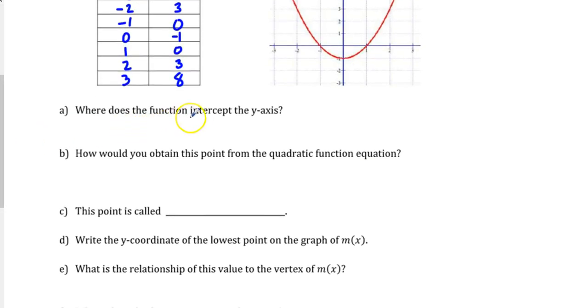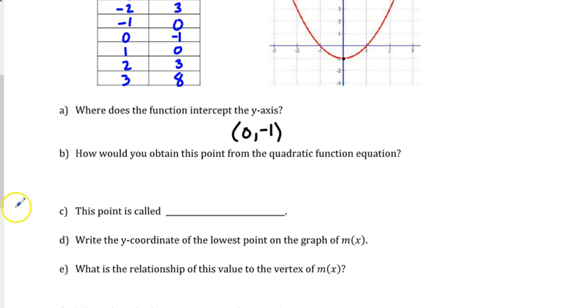Where does the function intercept the y-axis? Okay, so right here is where it intercepts the y-axis. It's called the y-intercept, and that's the point (0, -1). We like to write our intercepts as points. They have an x and a y. And any point along the y-axis obviously has that x value of 0. That's an important characteristic.